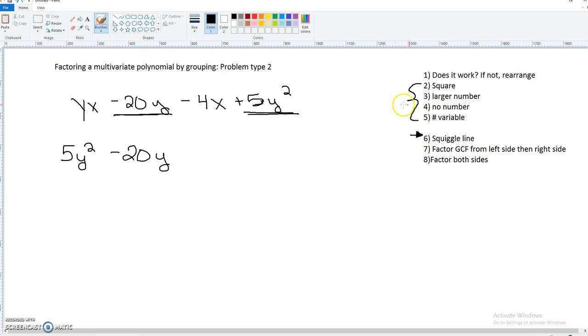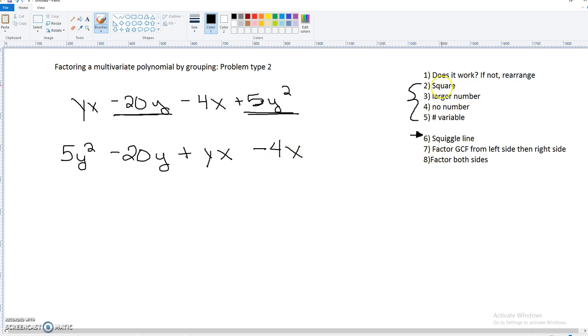The next one says no number. In this case I have two letters here. There's no actual number listed. So we're going to put plus yx. And then the last one is number variable, or number letter. And so we're going to put that negative 4x here.